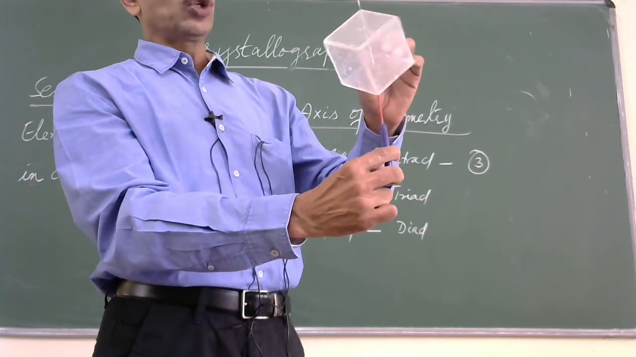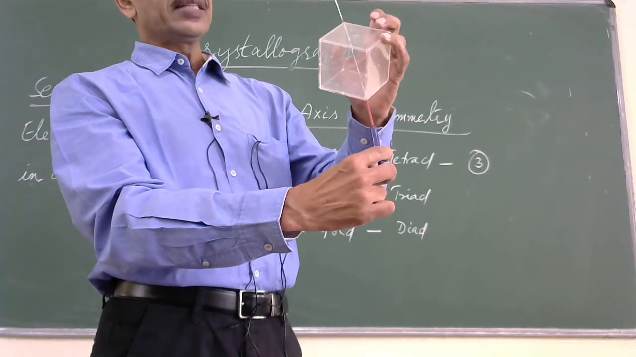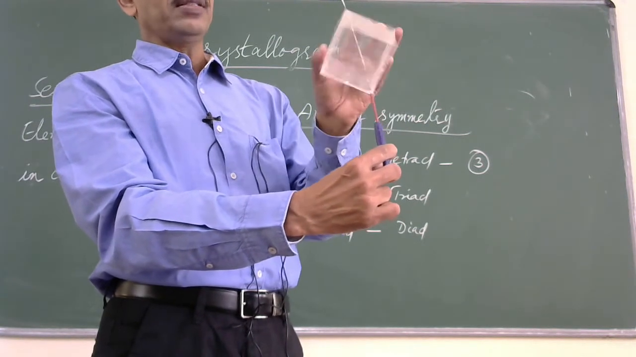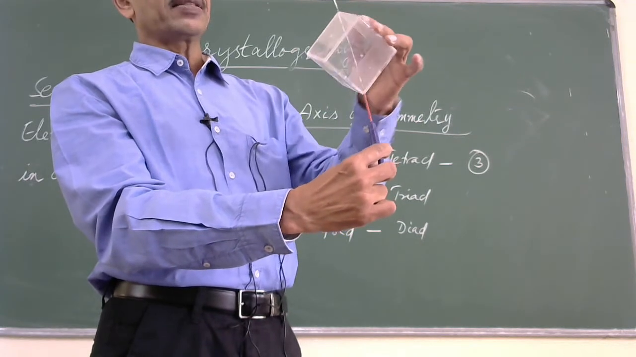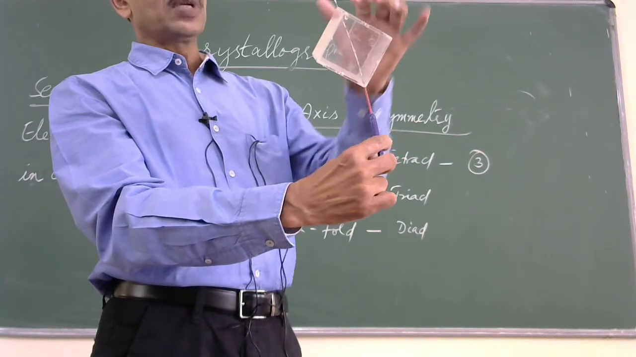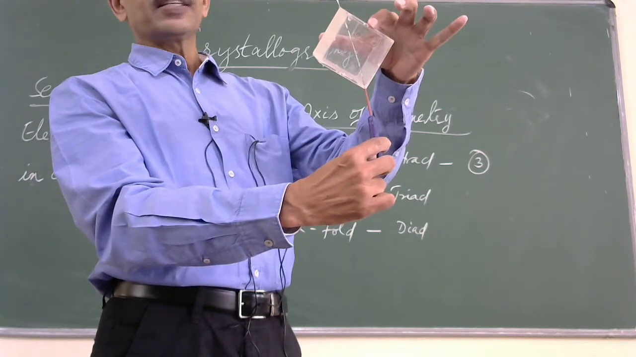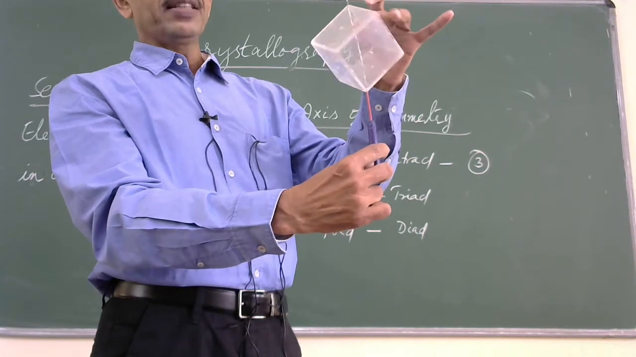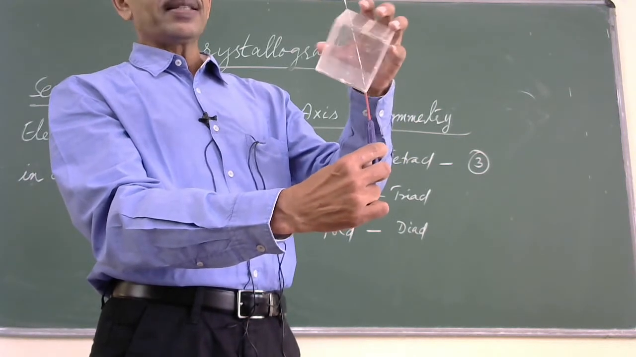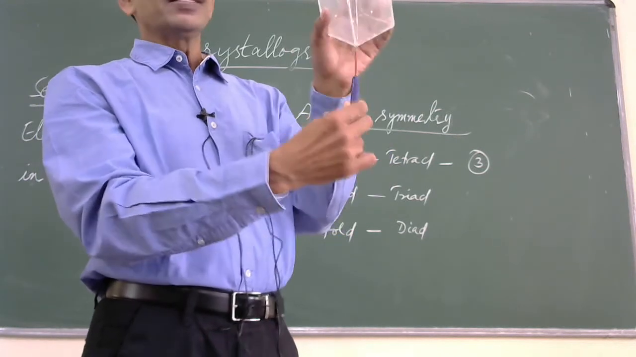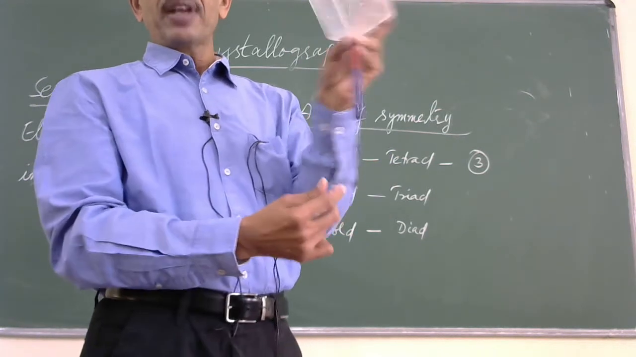I rotate it through 120 degrees. The appearance is the same. This is the first appearance, another 120 degrees, the second appearance, another 120 degrees, corner and sticker is here. So this clearly shows this axis. When this crystal is rotated, it gives the same appearance 3 times. Hence, this is the 3-fold axis of symmetry.